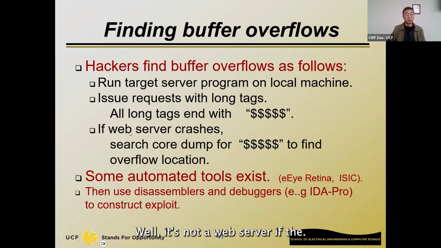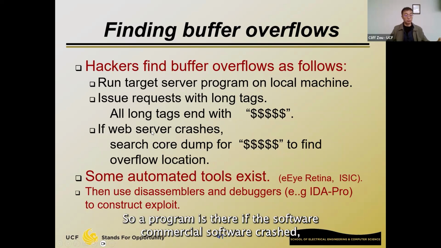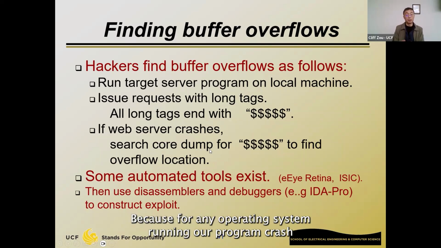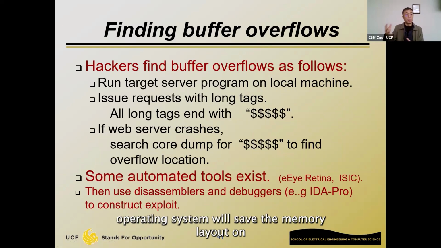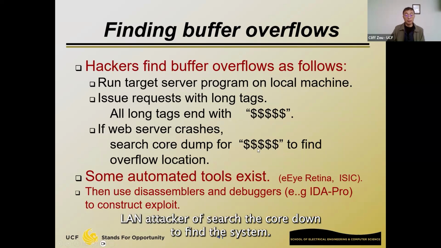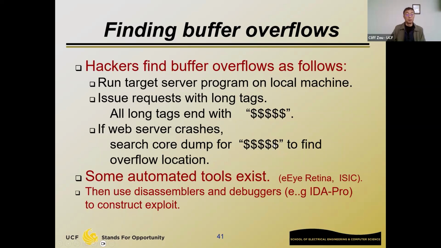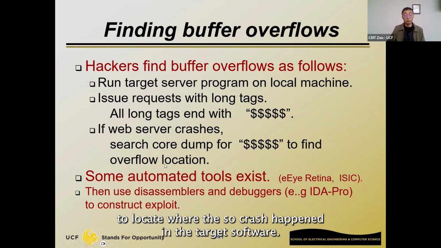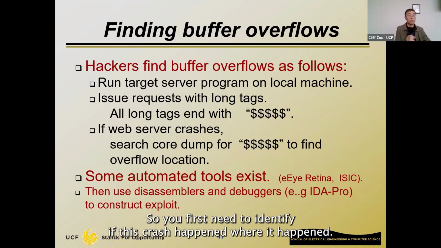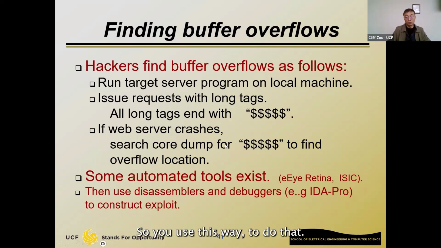If the server program, well, it's not a web server. If the commercial software crashes, then you search for the core dump, because in any operating system, when a program crashes, the operating system will save the memory layout onto the hard drive as a core dump. Then the attacker can search the core dump to find this user supplied special character. This is to locate where the crash happened in the target software, because target software could be very long. So you first need to identify if a crash happened, and where it happened. So you use this way to do that.